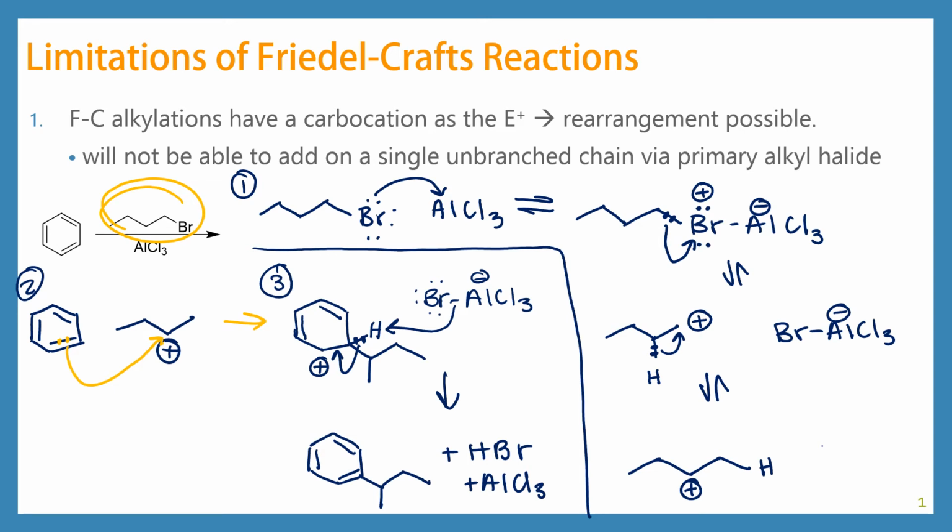We also end up with an equivalent of aluminum chloride, which shows us that aluminum chloride really is a true catalyst in this reaction because it appears in the beginning, it gets used in the reaction, and then appears again in the product. So we are not actually using up any equivalents of aluminum chloride.